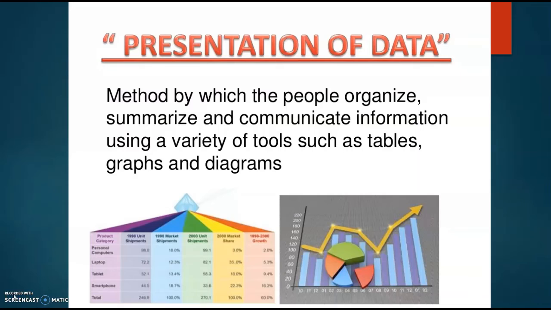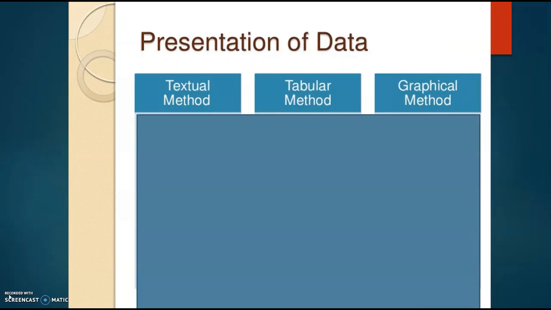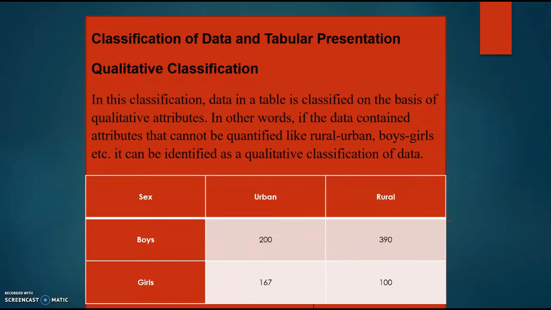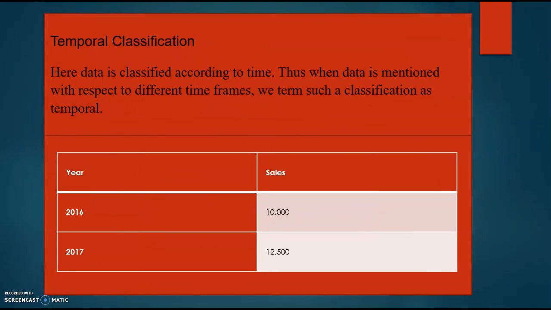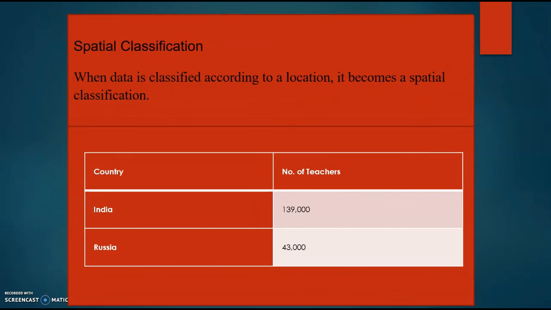Let us conclude today's session by recollecting all the concepts. What do you mean by presentation of data? It is a method by which the people organize, summarize, and communicate information using a variety of tools such as tables, graphs, and diagrams. Then generally there are three forms of presentation of data. Which are they? Textual or descriptive presentation, tabular presentation, diagrammatic or graphical presentation of data. Classification used in tabulation is of four kinds. Which are they? Qualitative classification, quantitative classification, temporal classification, and spatial classification.